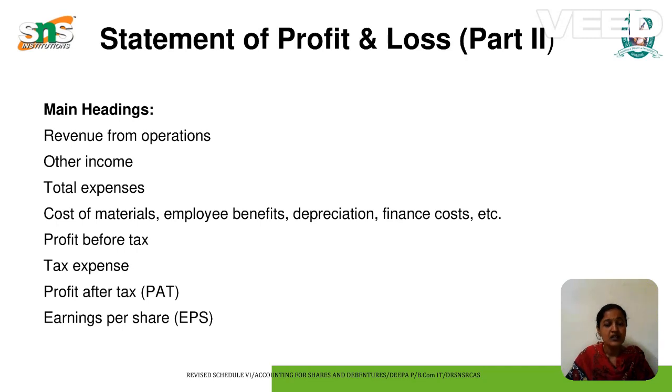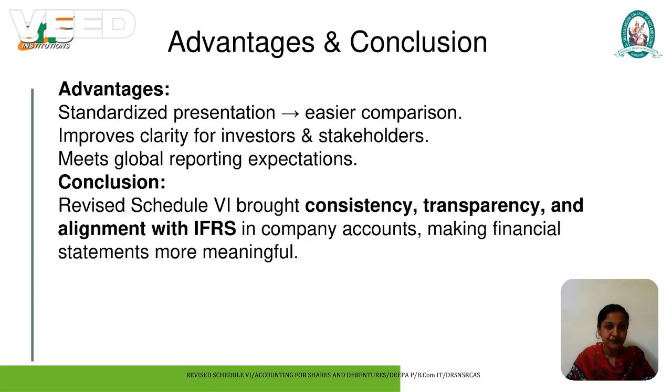Next, part two, that is the statement of profit and loss account. In this, revenue from operations, other income, total expenses incurred, cost of materials, employee benefits, depreciation, financial cost, then profit before tax should be shown, then tax expenses, then profit after tax, and EPS, that is earnings per share, should be shown.